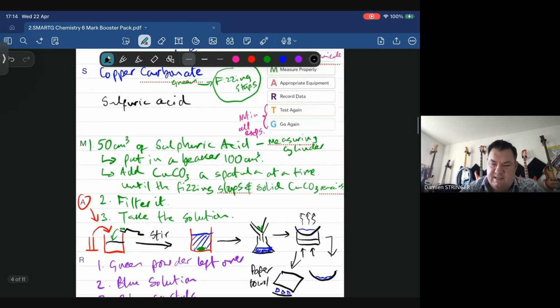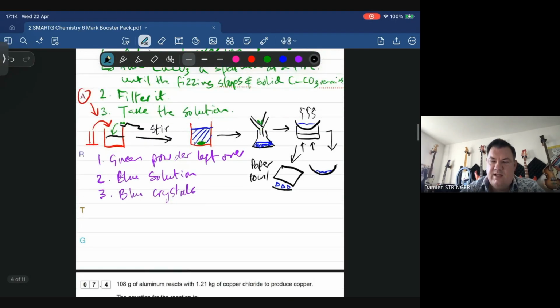Right, test again. Do I need to test this again? Well, if I'd done something that involved exact numbers, I might test it again to get an average. This is normally for getting averages, but it's not needed in this. If you were doing this to go again and compare something, you might use other compounds, but that's not what we're doing in this one.